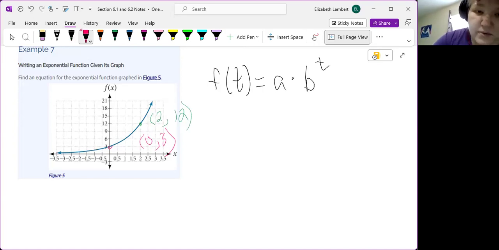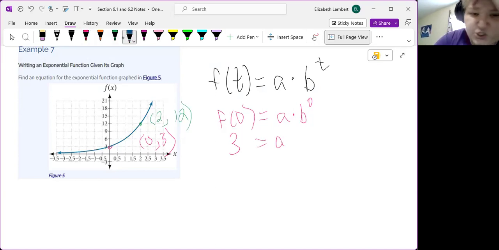All right, so f of 0 equals a times b to the 0. F of 0 equals 3, so our a value is 3. Yay for given initial values. And if you just want to skip it and say, oh, this means a equals 3, I'm fine with that. All right, now f of 2 equals 3 times b squared, f of 2 being 12.